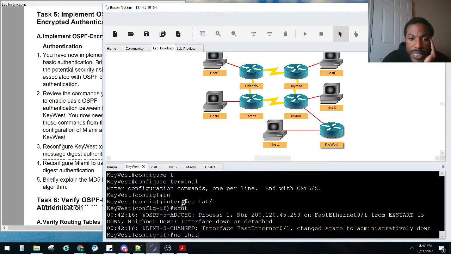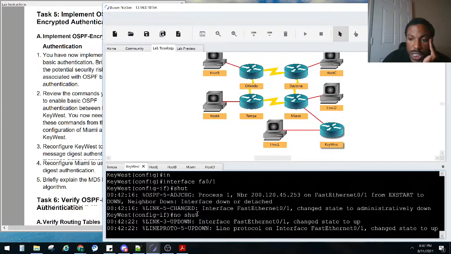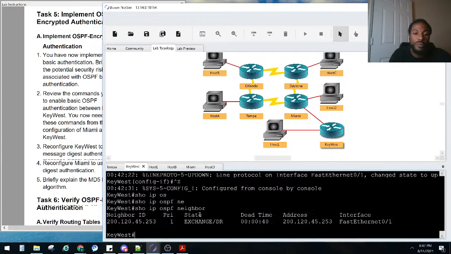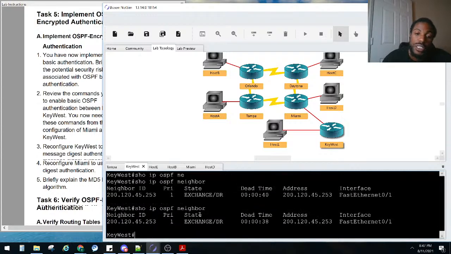So now I went from administratively down, right here. Let's no shut it and see if it brings it back up. The interface is up. It doesn't look like I've got a neighbor just yet. Show IP OSPF neighbor. Exchange.